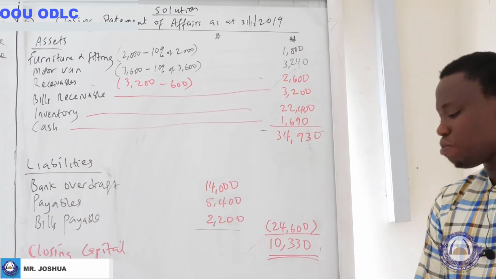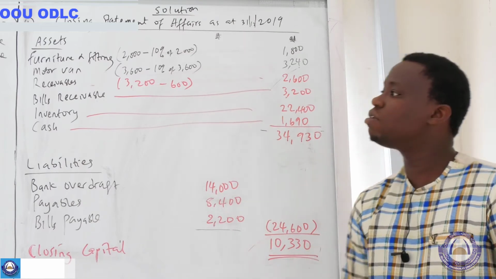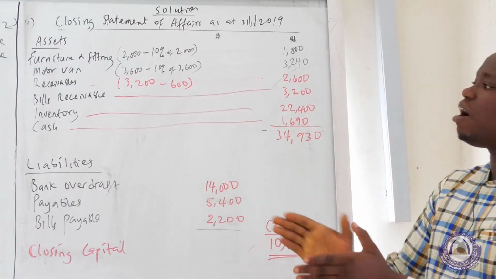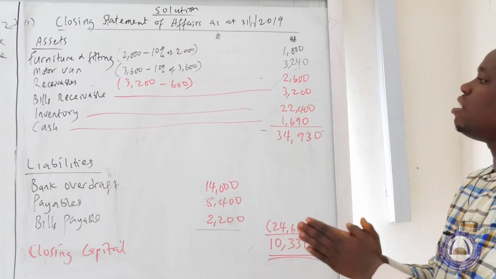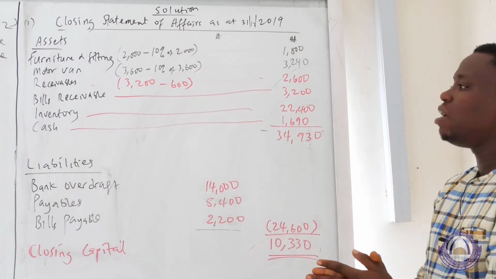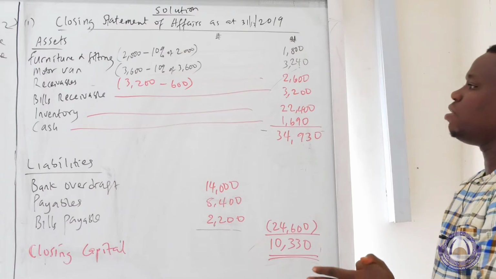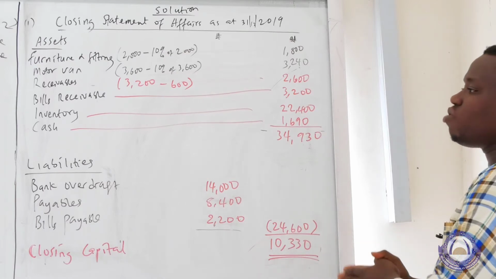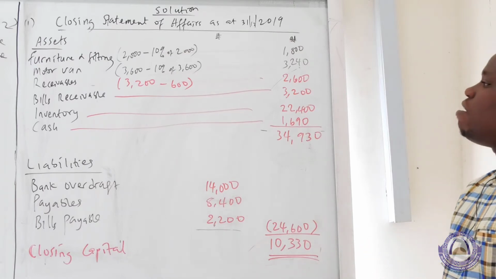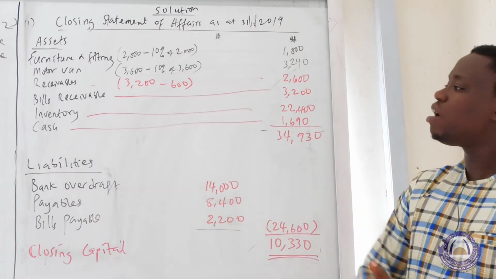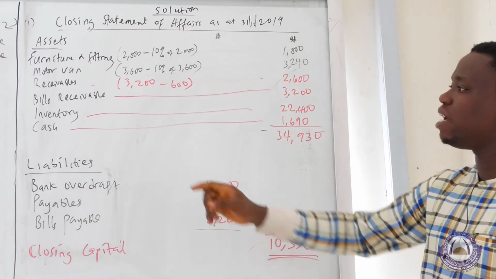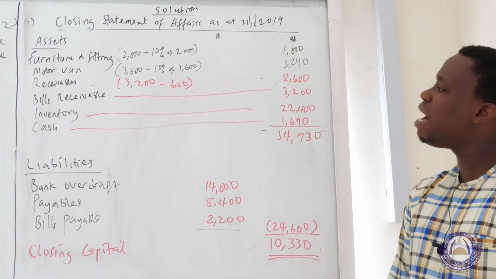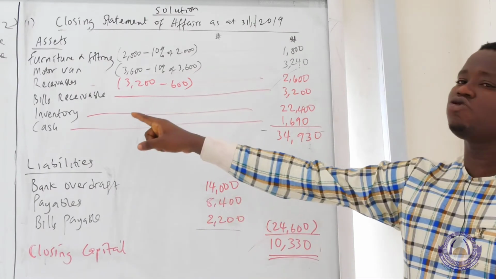Now you need to pay attention to details that the figures that were used to derive the opening capital are not the same figures we will use to ascertain the closing capital. For instance, we have furniture and fitting of 2,000 naira at the beginning of the year. At the end of the year, we have furniture and fitting to be also 2,000 naira.